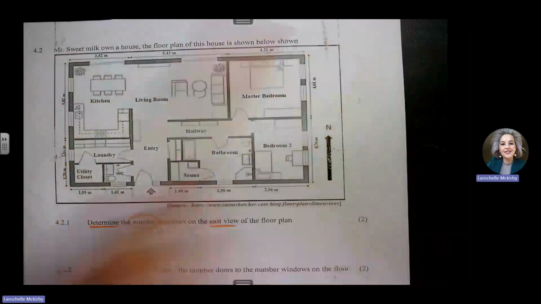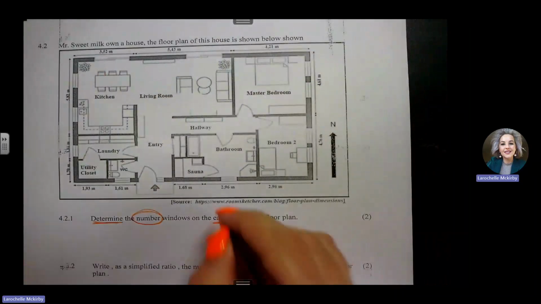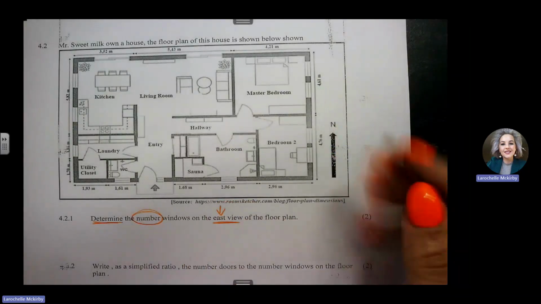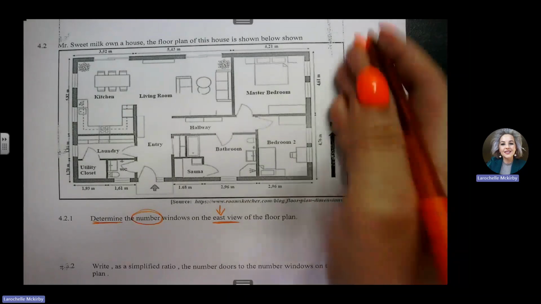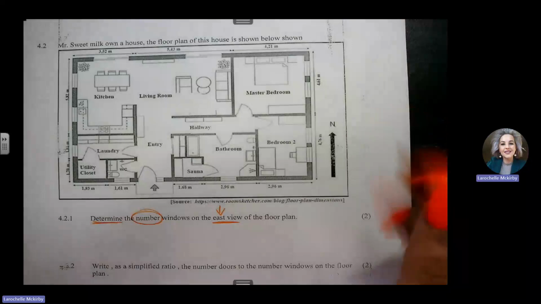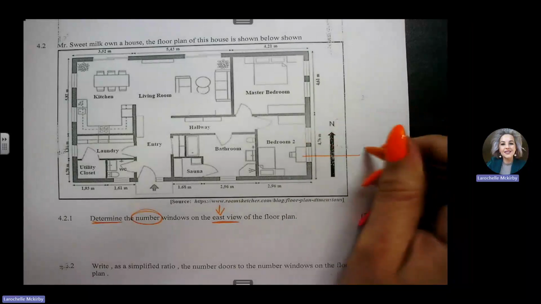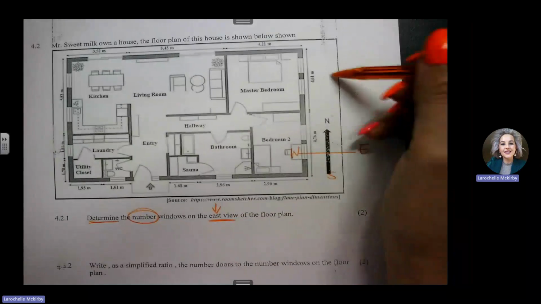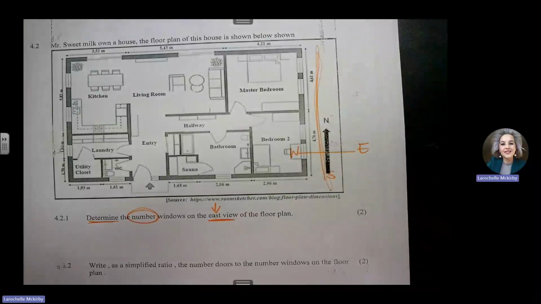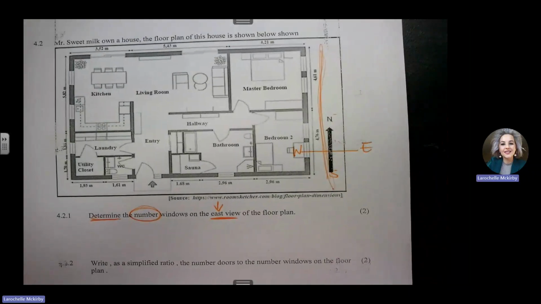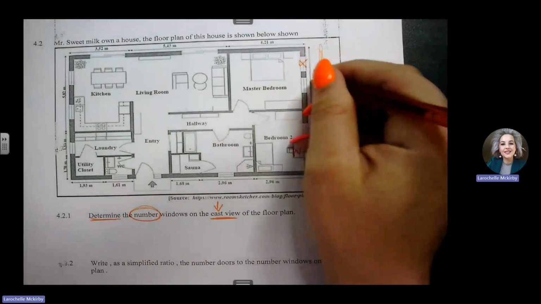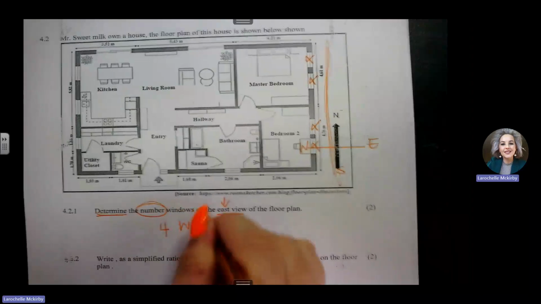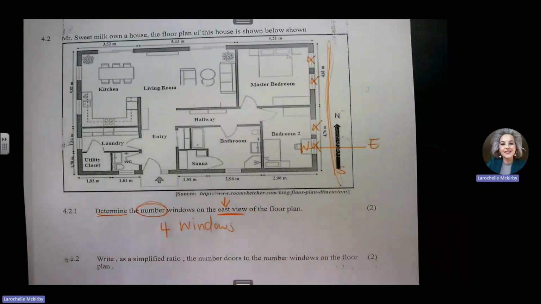Now I can see a lot of windows here, but we must only focus on the east wing. Again, my north is now to the top, and that is how I like it, so I just leave it like that. And there we go. We are looking at the east side of this wall. How many windows do you see on the east side of the wall? 1, 2, 3, 4. 4 windows. And there we go.